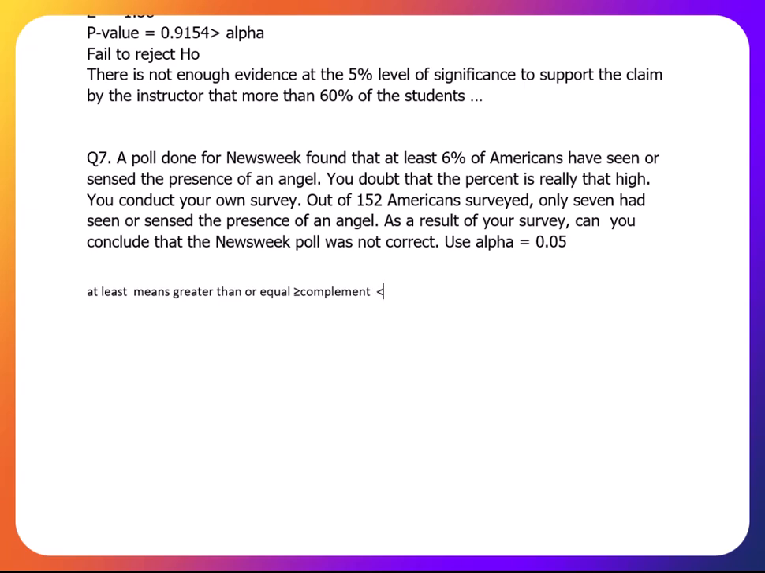Since at least has an equal sign in it, this is going to be the null hypothesis. And because the null hypothesis can take the equal sign, this is how it's going to look like. H0: p equals 0.06 and H1: p is less than 0.06. Now, it's you who is making the claim. Can you conclude that the Newsweek poll was not correct? This is their poll right here. That's what they say. And we think this is not correct, so this is us right here. This is our claim.